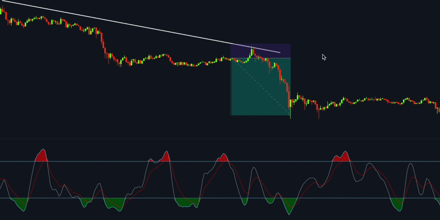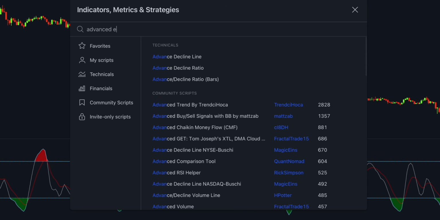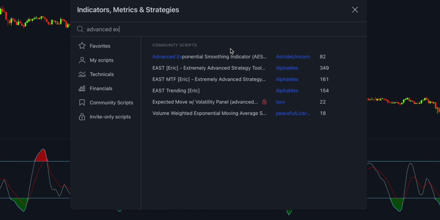Pretty easy, right? Indeed, the strategy looks easy in hindsight. However, the hardest part is identifying the trend correctly and ensuring you do not open a trade when the market starts losing momentum like it does here, for example. To solve this issue, I strongly suggest adding a good trend indicator to the chart. I will give you two options. The first option is to install the Advanced Exponential Smoothing Indicator by Astride Unicorn. This is one of the best moving average cloud indicators I've ever encountered.